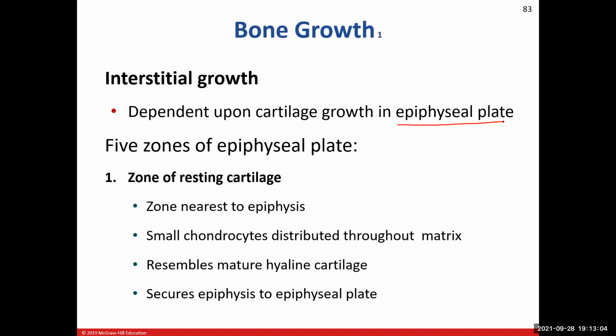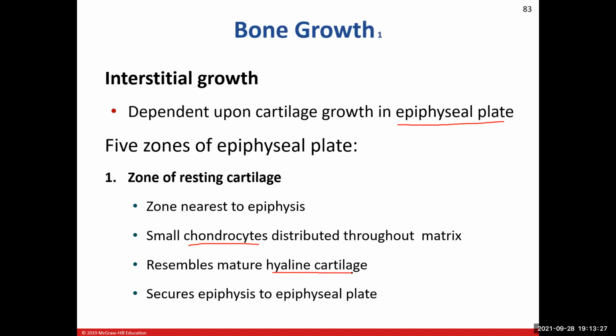So the first zone is going to be closest to the epiphysis. This is the resting cartilage zone. We have all these chondrocytes scattered throughout the matrix here. When you're looking at this tissue under a microscope, that tissue is going to look like mature hyaline cartilage.